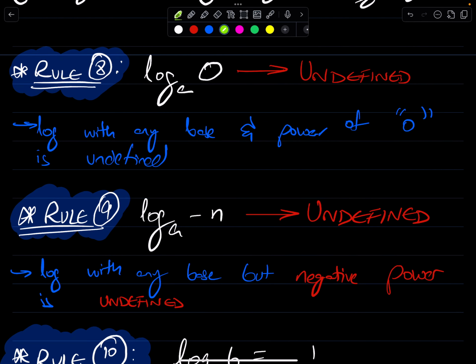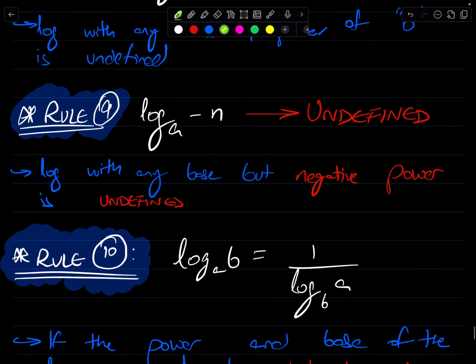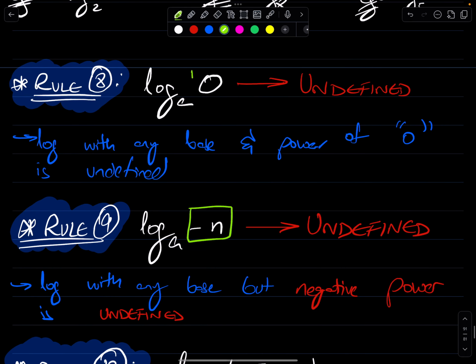Then rule number 8. Log base a to the power of 0 is undefined. The power of the log function can never be 0 or negative. And similarly, we have rule number 9. The power of the log function can never be negative, thus it is undefined.